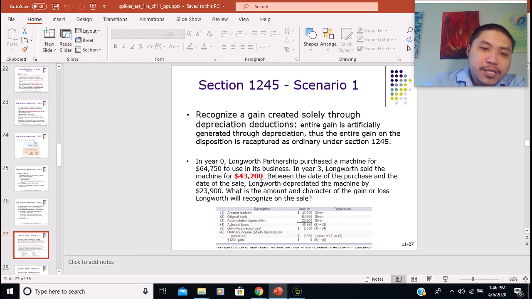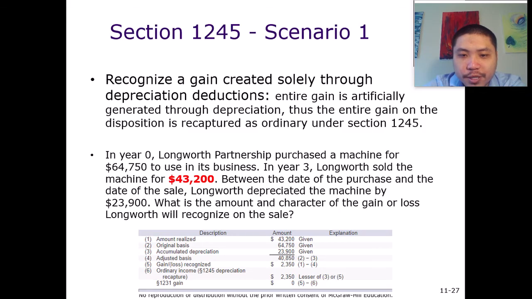So it says in year 0, Longwoods Partnership purchased a machine for $64,750 to use in its business, and in year 3, the company sold the machine for $43,200. Between the date of the purchase and the date of the sale, Longwoods depreciated the machine by $23,900. So what is the amount and character of the gain or loss that Longwoods will recognize on the sale? Let me close this up to make it look bigger.